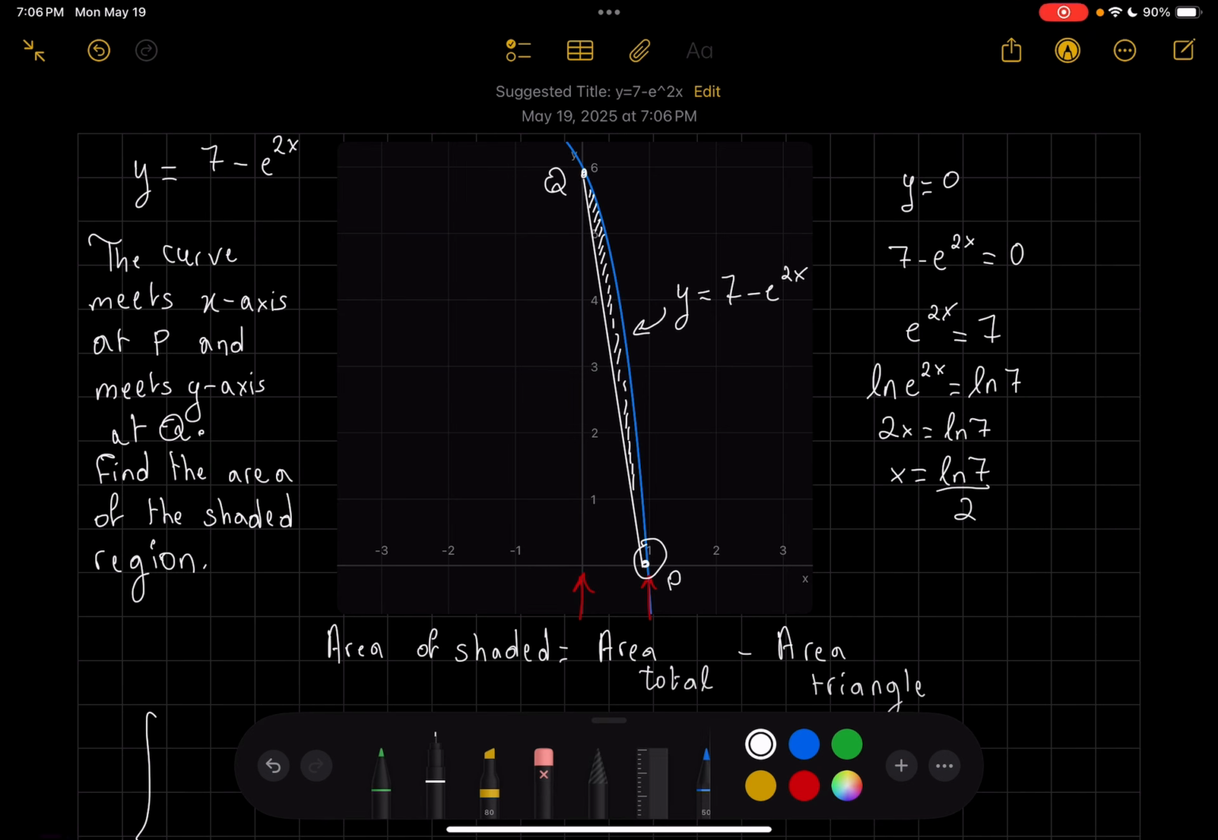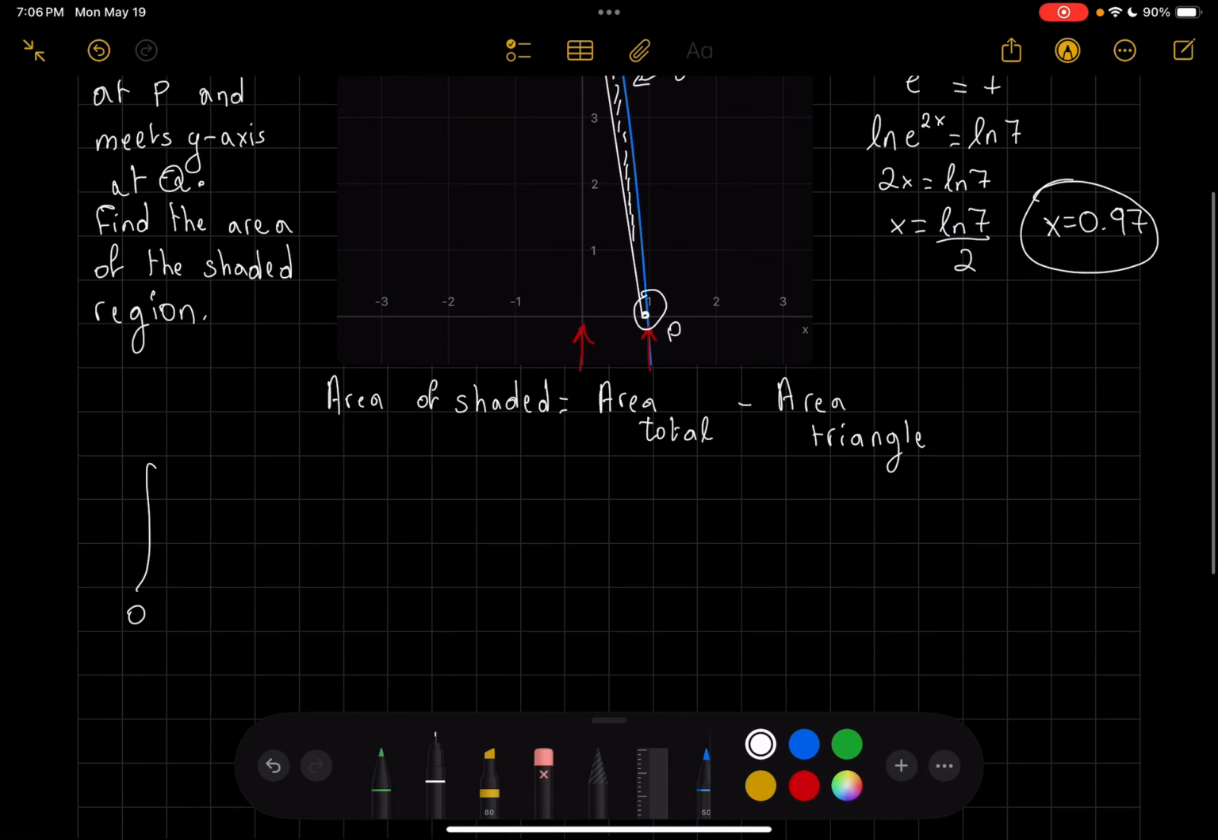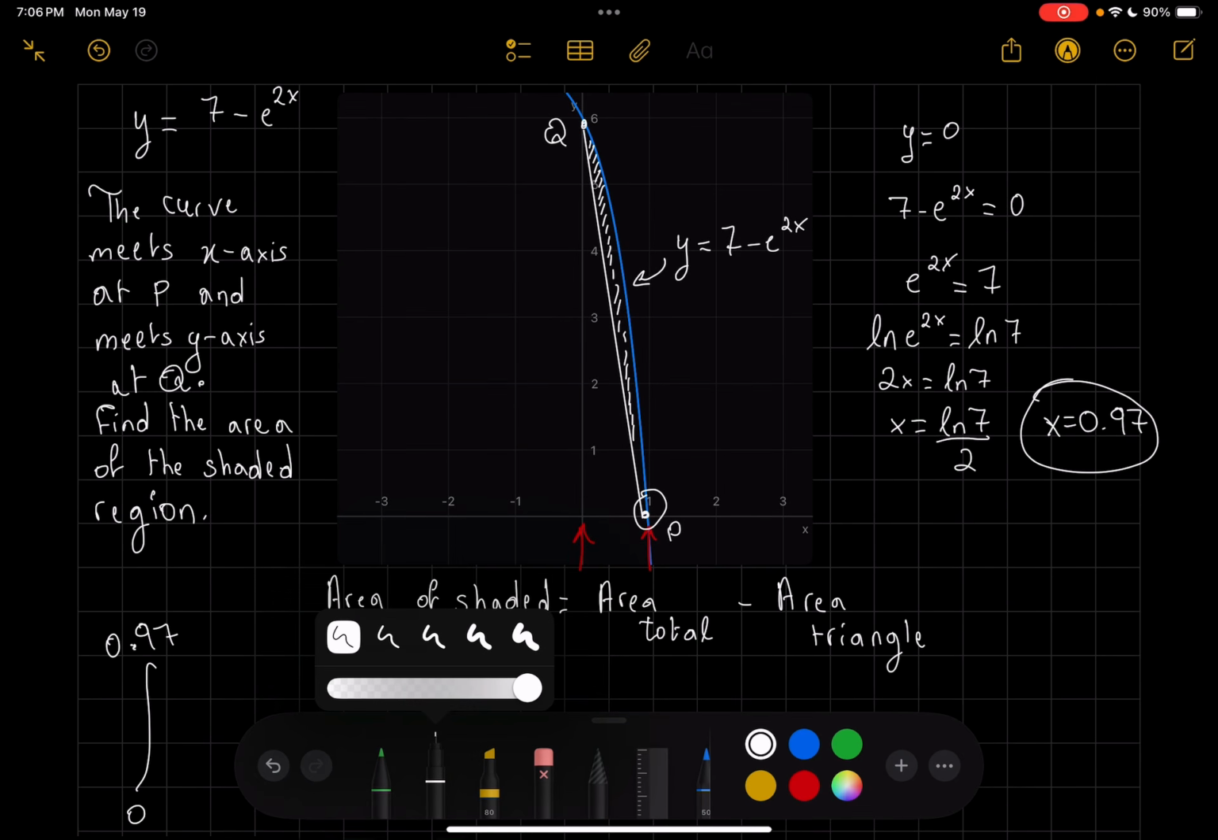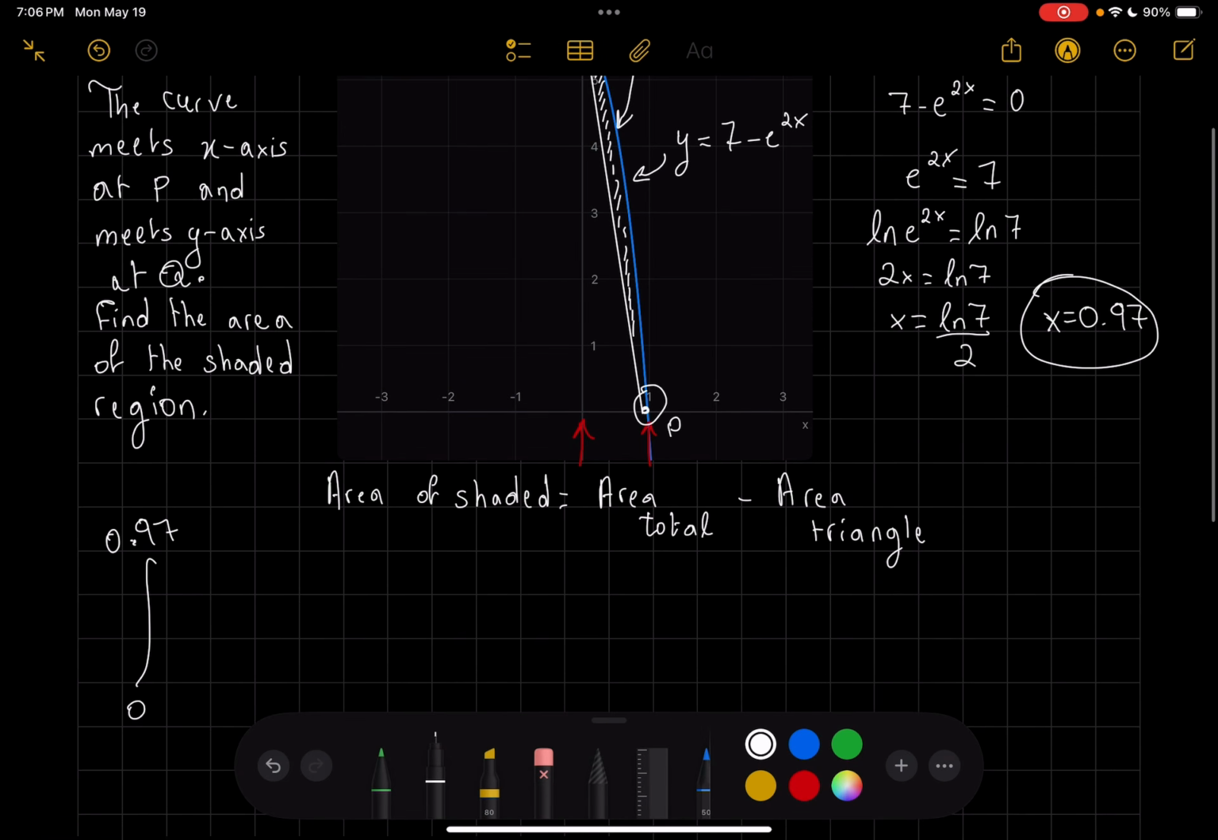Now, ln 7 divided by 2 is going to be 0.97. See that? So it is almost equal to 1, but it's not exactly equal to 1. So let's take 0.97. I know it's annoying, but it is what it is at the end of the day. So 0.97. And what is the top function right now? Basically the top function is the curve, which is 7 minus e to the power of 2x.